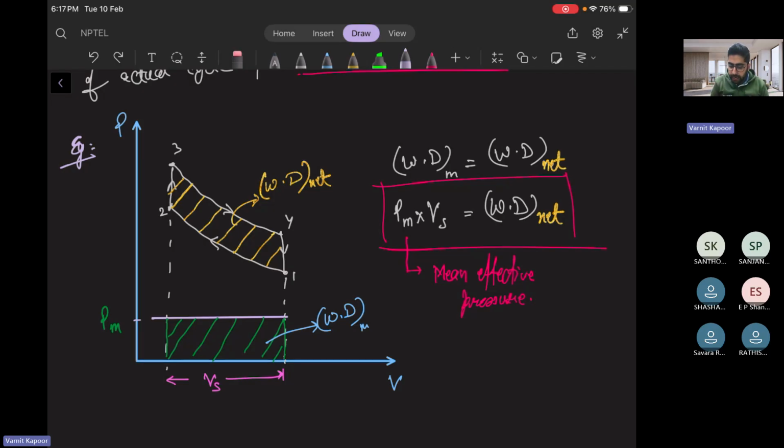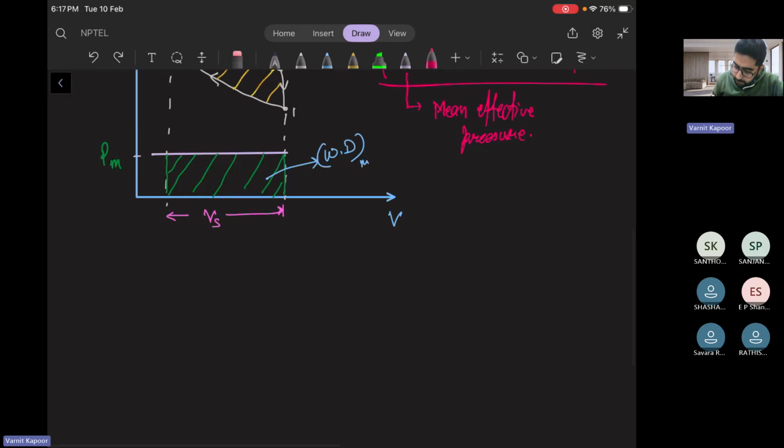The higher the pressure for the same swept volume, the work done for this cycle will be much higher. So work done for a higher mean effective pressure will be higher compared to a lower mean effective pressure for the same volume change. Okay, is it clear or any doubts?